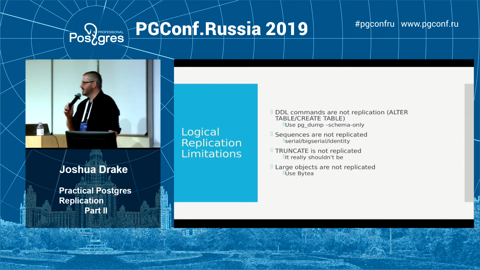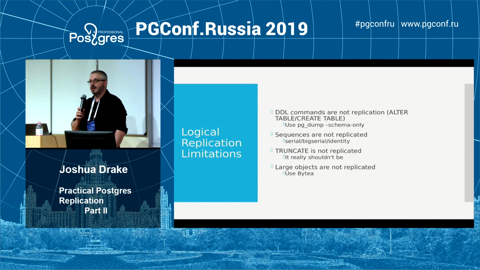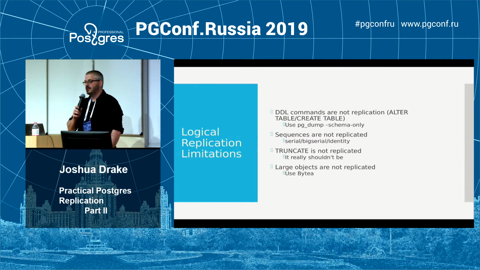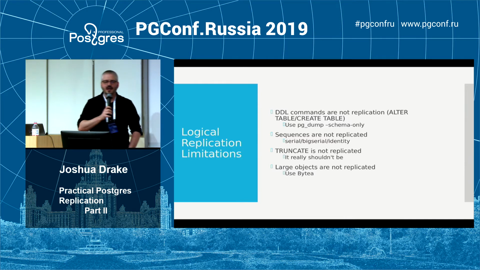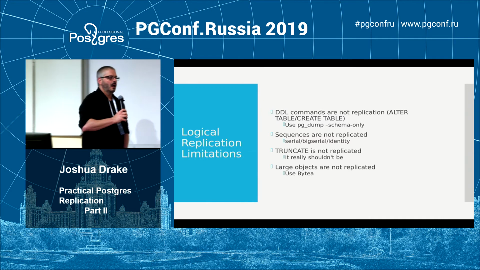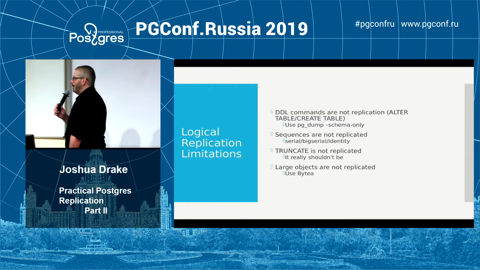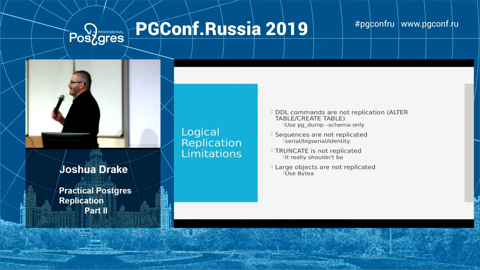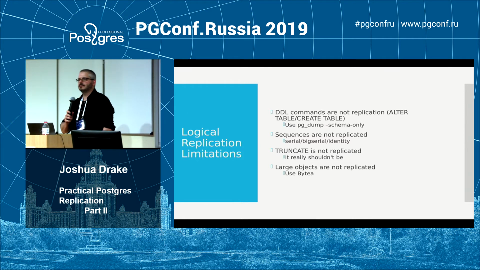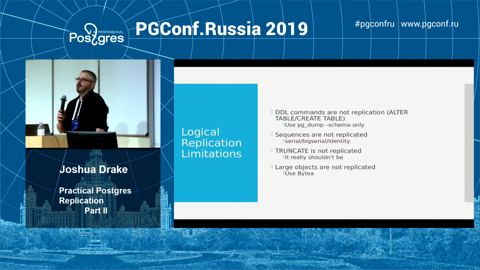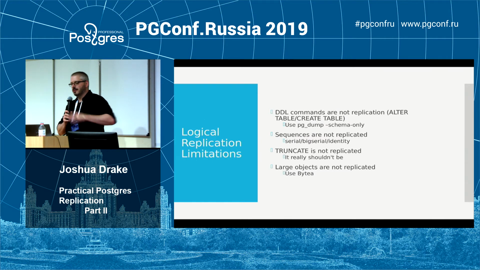Logical replication limitations. DDL commands are not replicated. Alter table, create table. Use pg_dump schema only. This is a little bit frustrating, and to me, it's an artificial limitation. We know how to do it because there's an extension called pglogical that bolts on top of this that does it. We just didn't implement it for some reason. I don't know why. I mean, it might have been a time thing. But so you can use something like pg_dump schema only to move your DDL across.